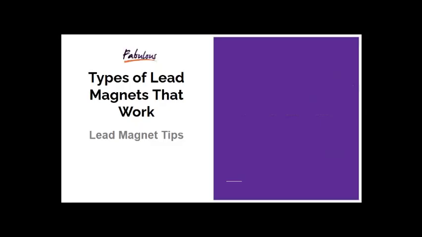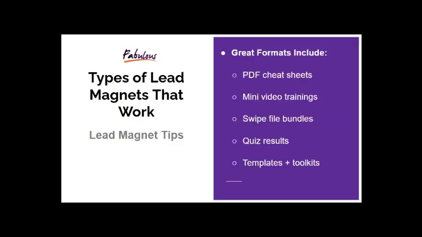All right, so let's talk about some different types of lead magnets that work really well. Here are some great formats that you want to take a look at or include in your planning of creating your lead magnets. PDF cheat sheets work really well. It's just a quick reference sheet that you can provide someone with, a listing of some sort. Mini video trainings work really well. Swipe file bundles, quiz results, and then templates and any type of toolkits that you can offer.